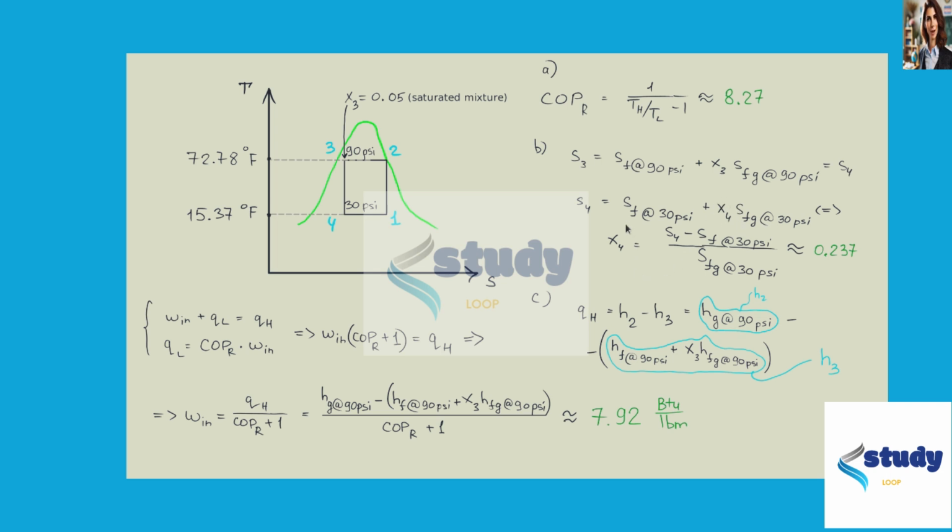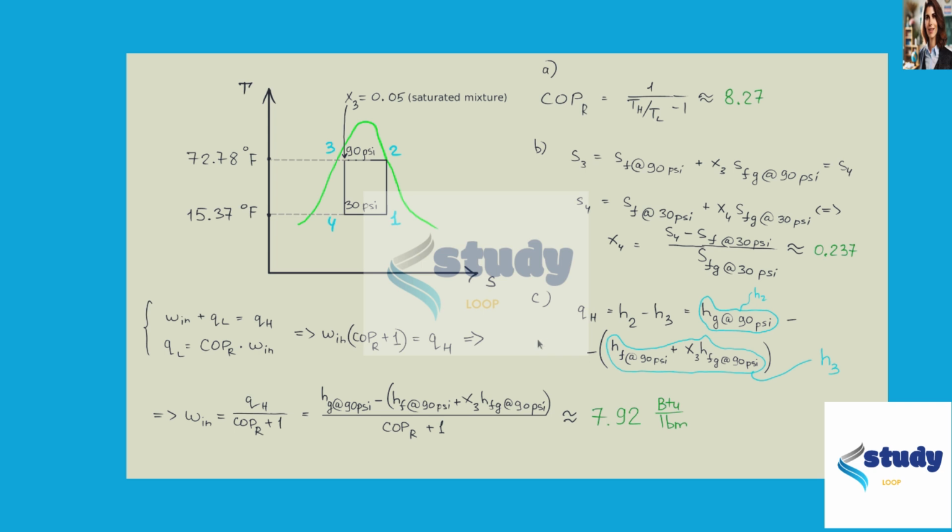So we can now isolate this quantity, but S4 equals S3, so we can substitute S3 in place of S4. So we can substitute this expression into this expression in place of S4. And then X4 is going to be expressed in terms of the known quantities. The answer is approximately 0.237.